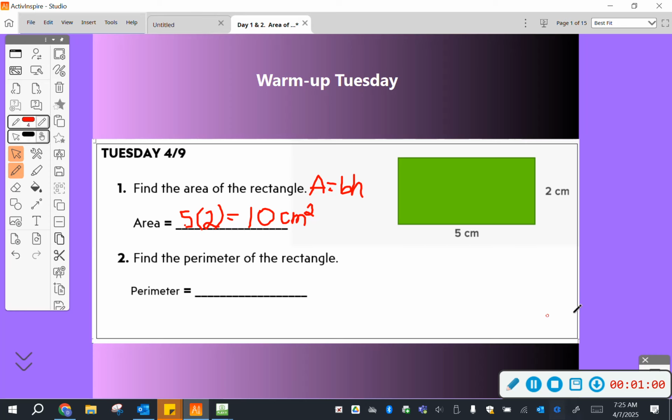What if I ask you to find the perimeter? What does perimeter mean? Adding all the sides. Do I even have all the sides? I only have 2 of the sides. If this side is 2, what's this side? 2. If this side is 5, what's this side? 5. And so then how do I add them all up? 5 plus 5 and 2 plus 2. Yeah, and you can do it any order. 2 plus 5 plus 2 plus 5 is 14. And because we're just adding, we don't have any squared, it's just centimeters.